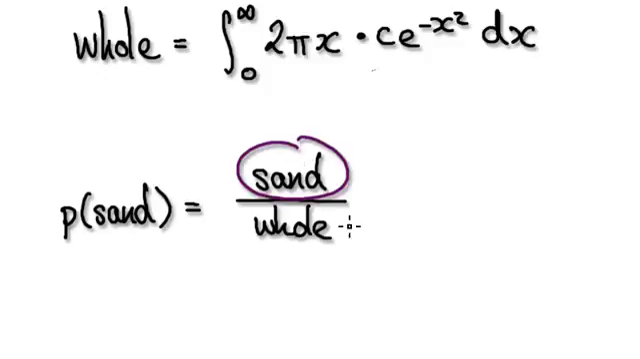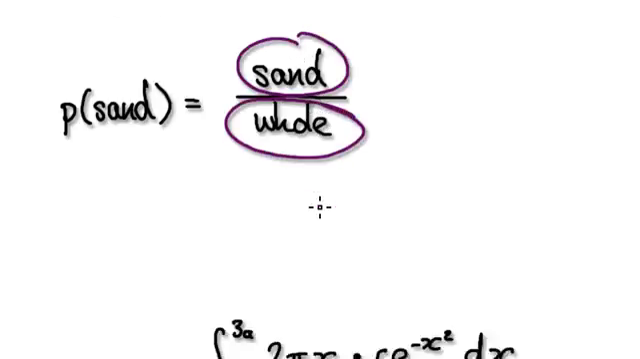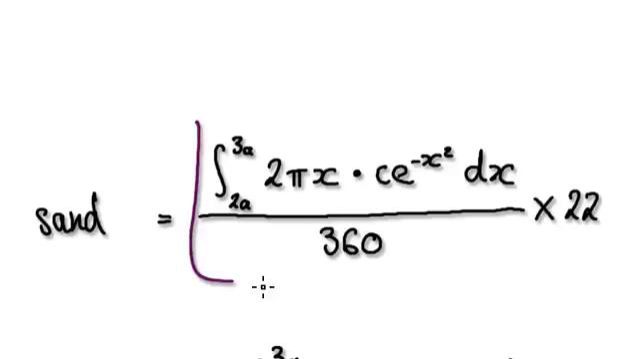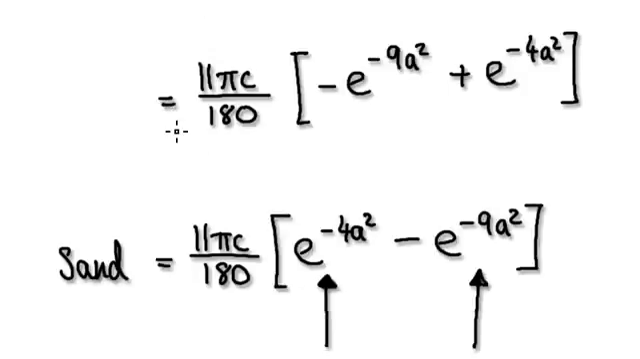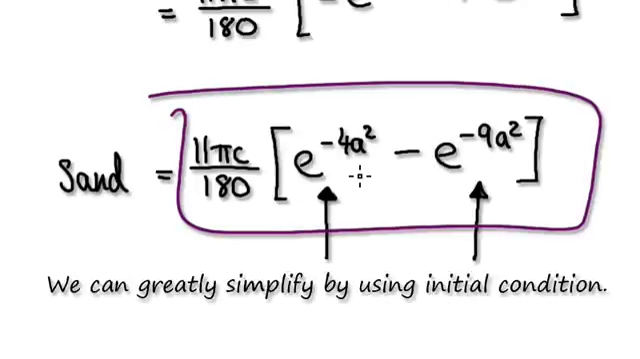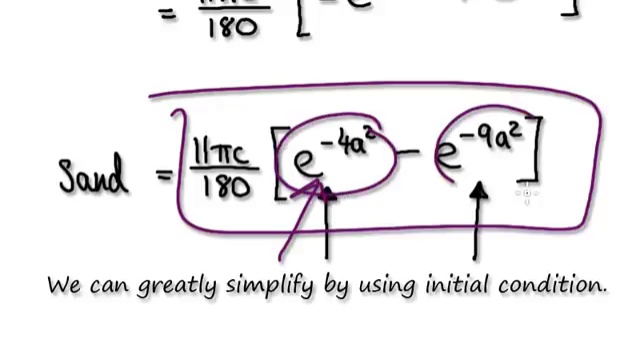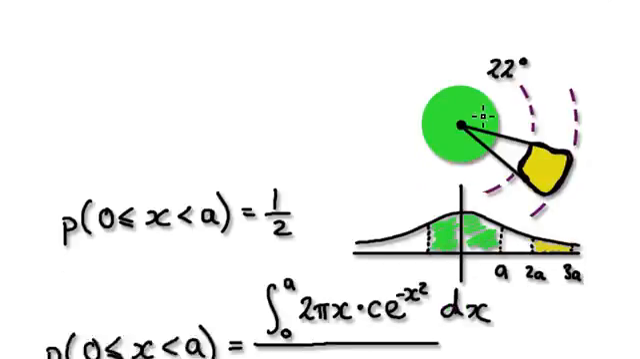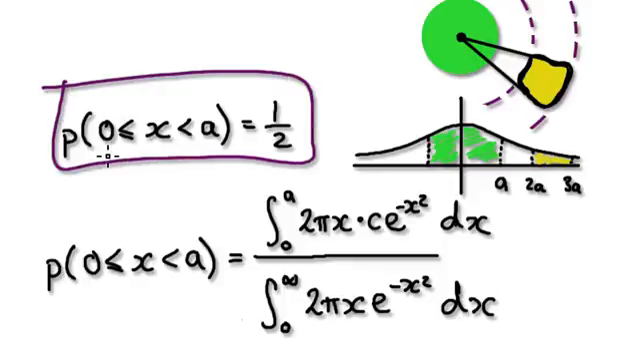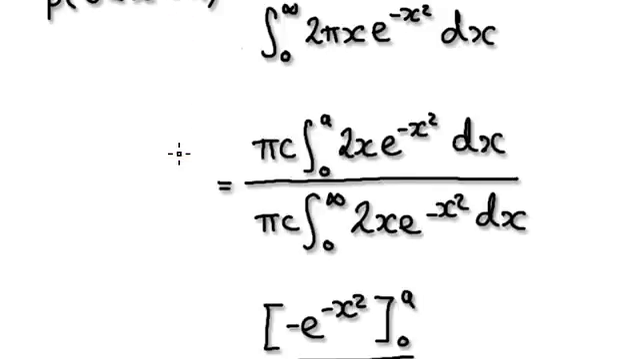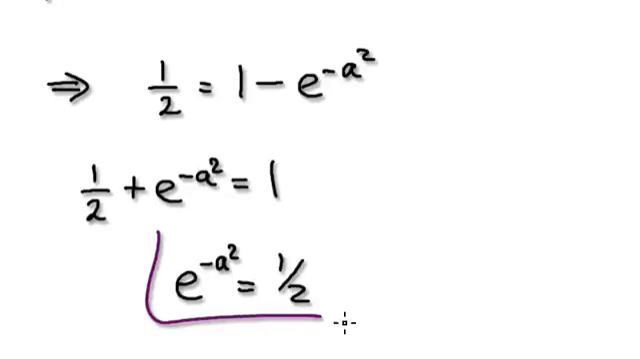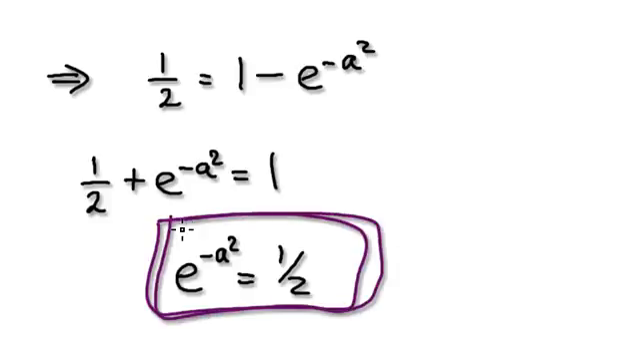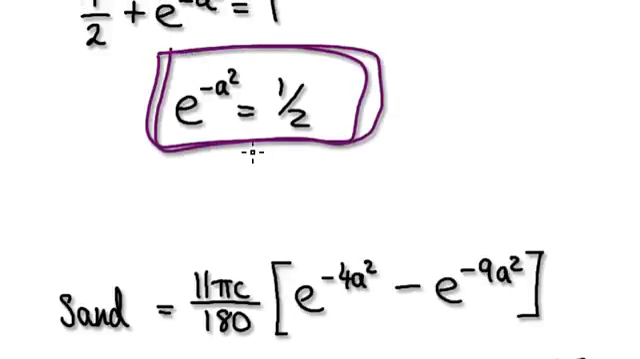So we got to this stage here where the probability of us hitting it in the sand is given by the volume of the sand divided by the whole volume. We were trying to work out the volume of the sand, and it led us to this. But we were saying that we can greatly simplify this by looking at the initial condition. The initial condition would give us this. The point is that once we've got this, we can put it into here to tidy this whole thing up.